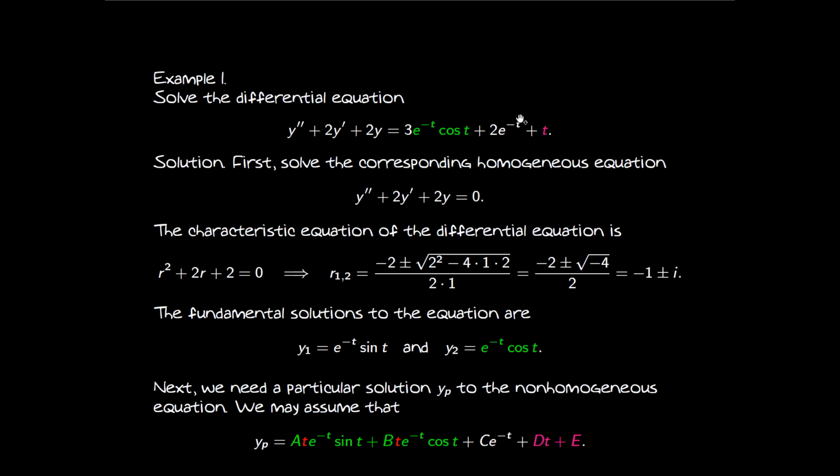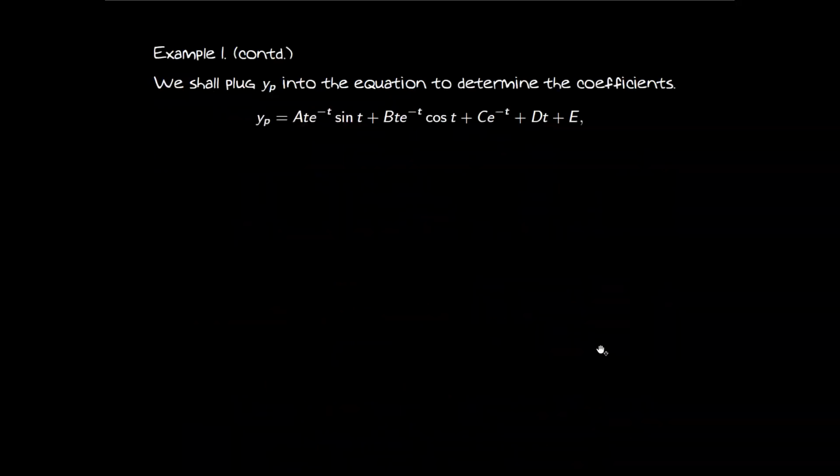To address the second term in the right-hand side, we simply use the e to the negative t, the same thing. And to address the polynomial, we're going to use a polynomial of the same degree. Now we just need to find the coefficients a, b, c, d, and e. And to do that, we need to plug the y sub p into the equation. So you need to find the first and the second derivative of y sub p.